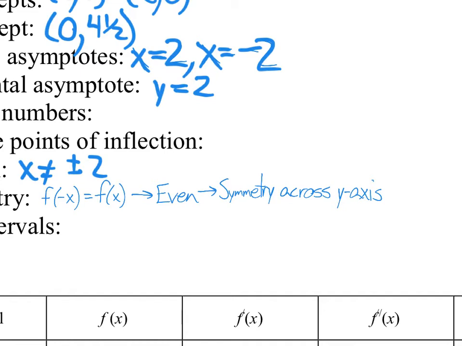The other type of symmetry that you have is symmetry about the origin. That's when you rotate the whole thing around the origin 180 degrees, and it looks identical to itself. That's if you plug in a negative for x and a negative for y and simplify, and it comes out to f of x. Okay?